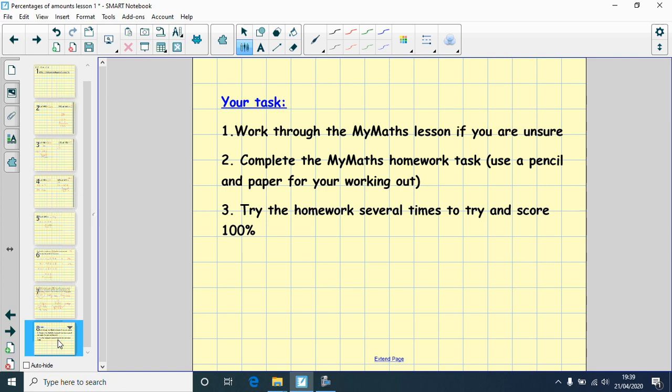Step 2, complete the My Maths homework task. And like I've said today, do use pencil and paper to show your working out and help you with jottings. And number 3, try the homework several times to try and score 100%. Like I said yesterday, we've had lots more children really trying to push their scores up, so keep that up.